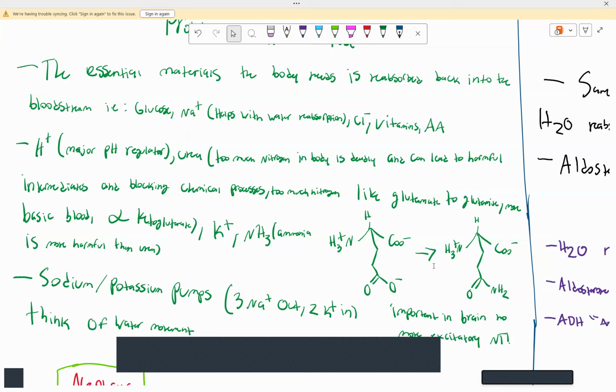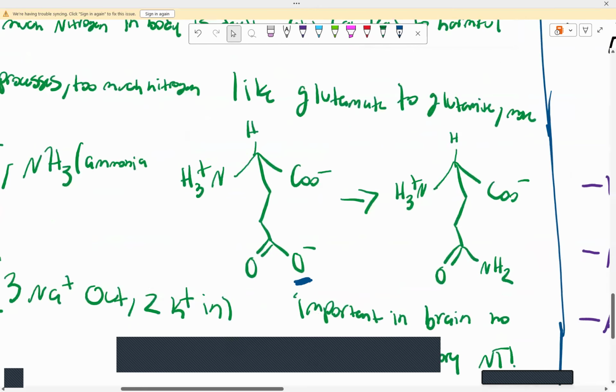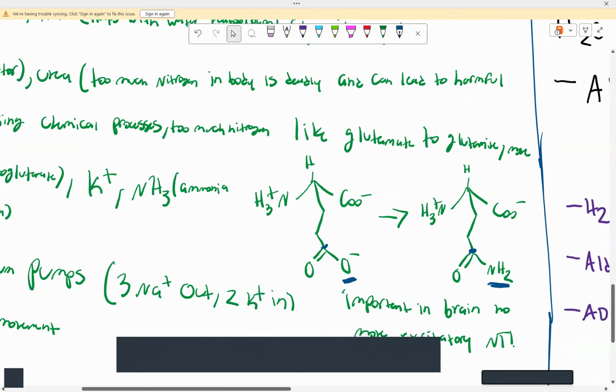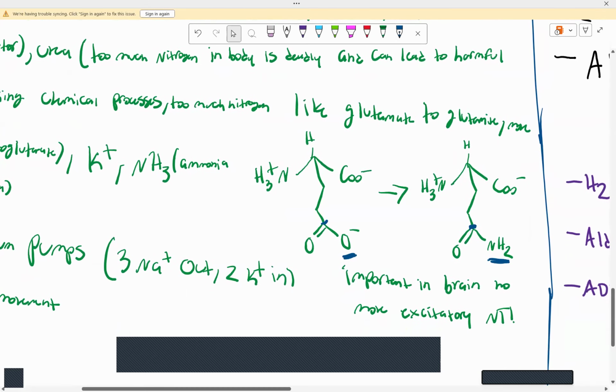If you have glutamate to glutamine, it's just an add-on. The primary difference is that instead of two oxygens bonded to that terminal carbon, which I have in blue as well, it'll have an amine group instead. So your body doesn't know what to do, so it just keeps adding and adding nitrogen onto glutamate. And glutamate, if you remember, is really important in the brain because it's an excitatory neurotransmitter.